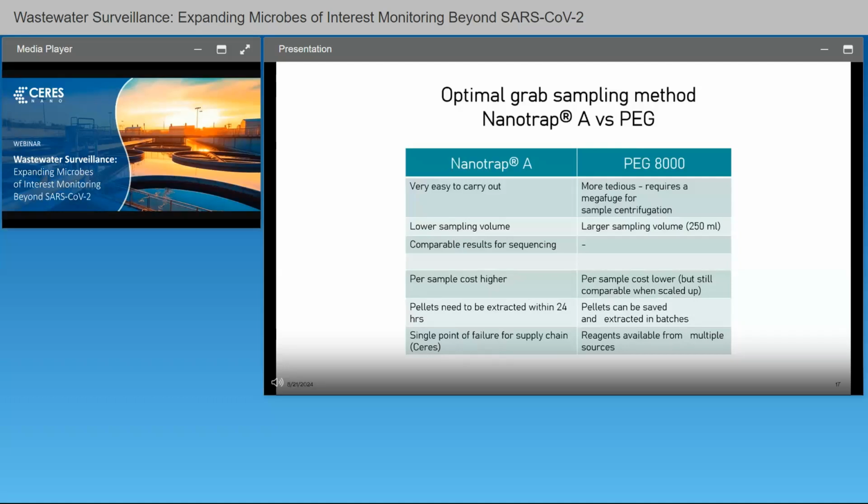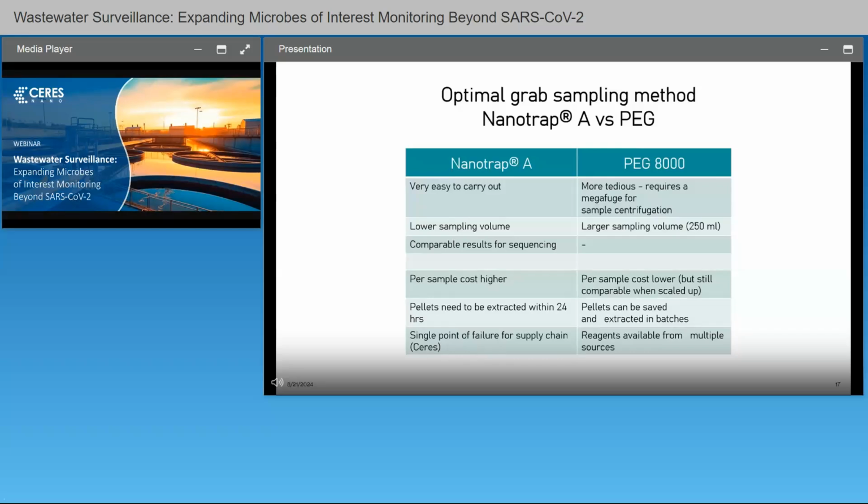The other disadvantage of Nanotrap A is that the pellets need to be extracted within 24 hours. Right? It cannot be frozen down. It has to be refrigerated and extracted within 24 hours. For PEG, the pellets that we get can be saved, frozen at minus 80 degrees, and extracted in batches. So we don't have to do real-time extraction. Let's say in one particular day we only have sampling from 2 or 3 sites. We can save those pellets and do it later.